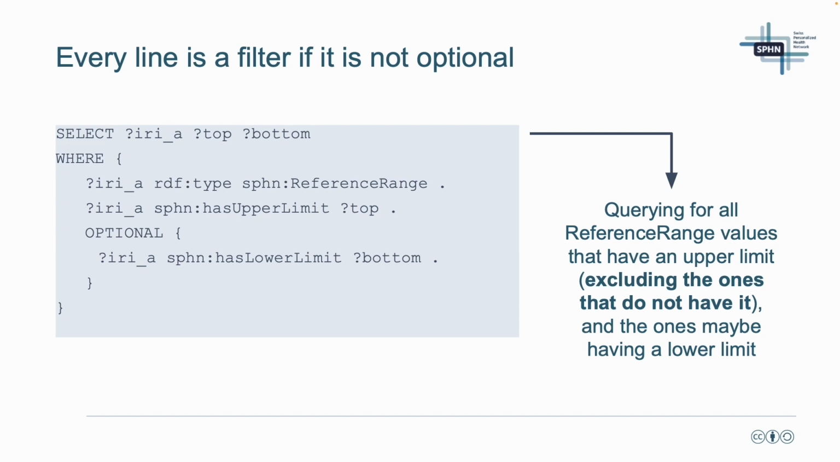Then keep in mind that every line that you write in your query is actually a filter, unless you state it as an optional. Here you're checking for instances of reference range where you're asking for their upper limit. So you are excluding the reference ranges that do not have an upper limit, and they will not be retrieved in the result. However, you also have an optional statement that retrieves the reference ranges that have a lower limit, but this is not an exclusion criteria. So in case you have an instance of a reference range that does not have a lower limit, you would still have it as a result.